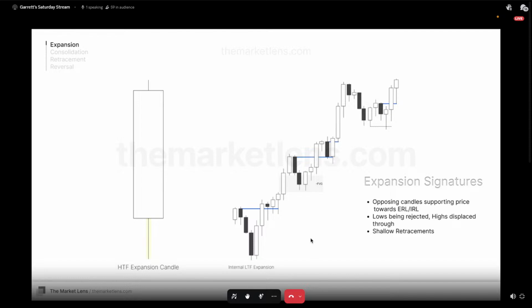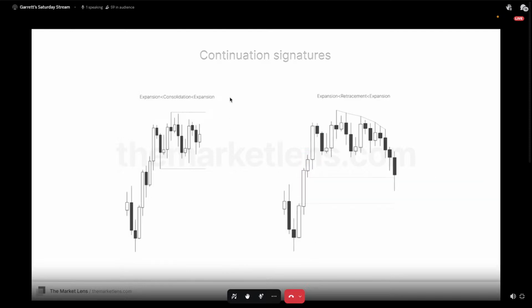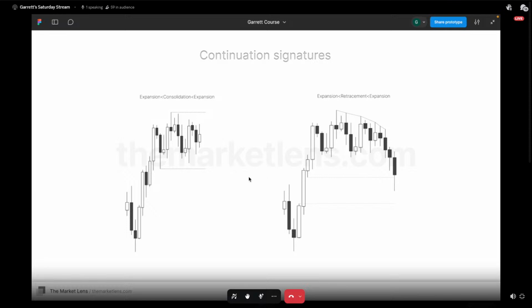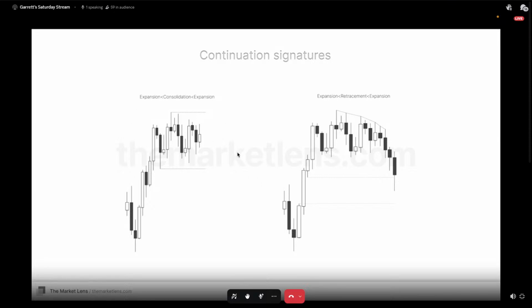On its way to the objective, right? So once it hits the objective, then we can retrace. That's when we can get a new phase of price, right? But on our way there, we want to see shallow retracements. So what is a continuation signature? So we want to see continuation signatures on our way to objectives, right? Because these are going to be shallow retracements, and they're not reversal signatures, right? So we're more likely to continue towards those objectives that we're targeting, right?